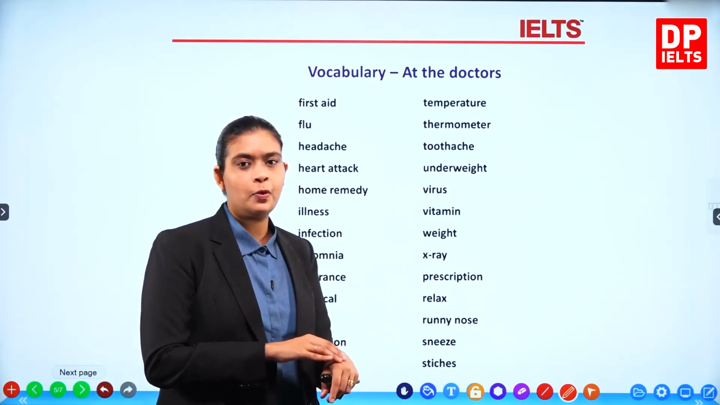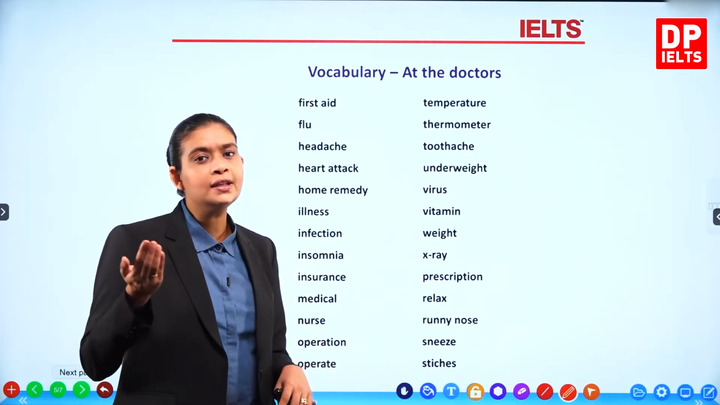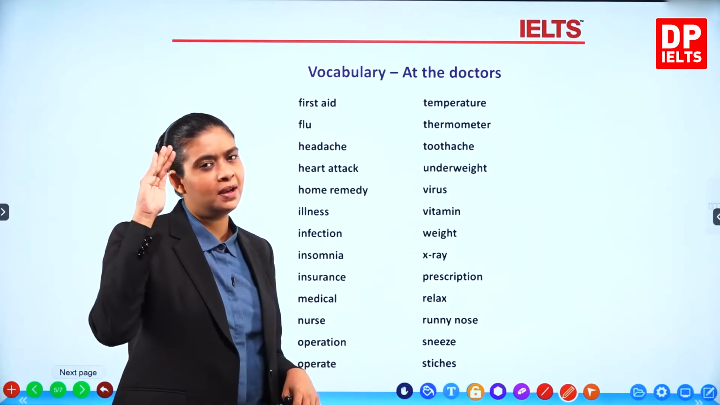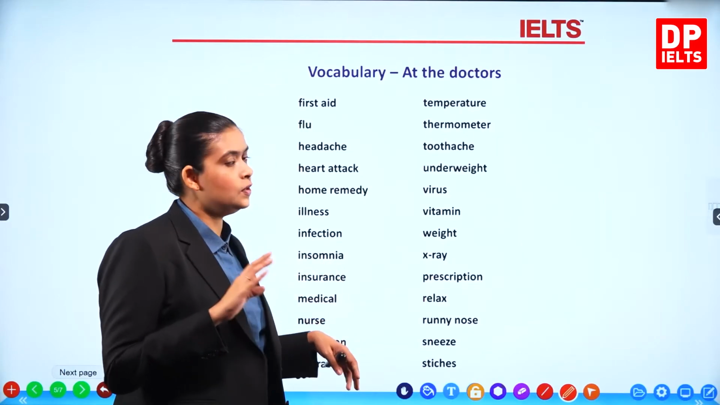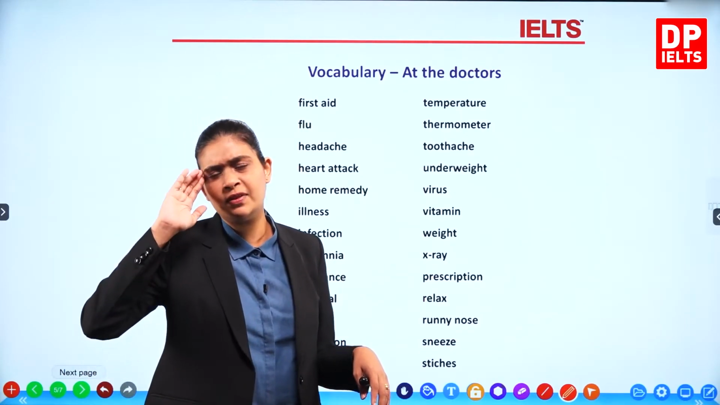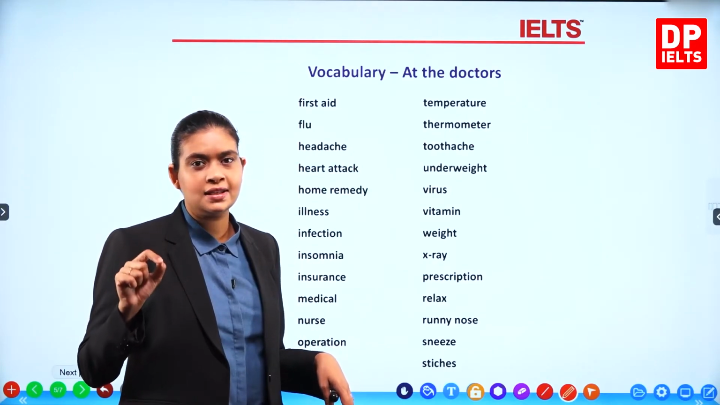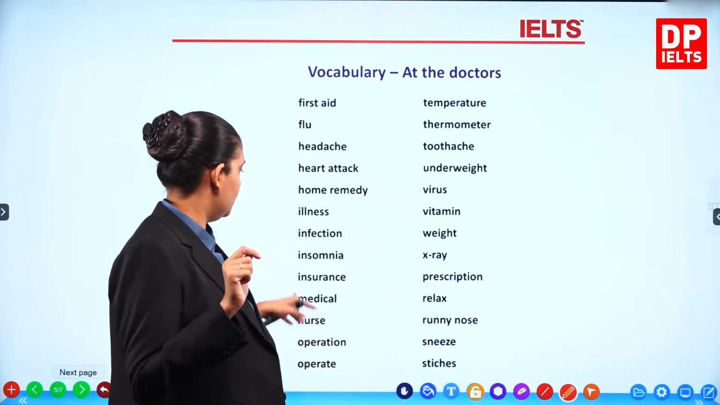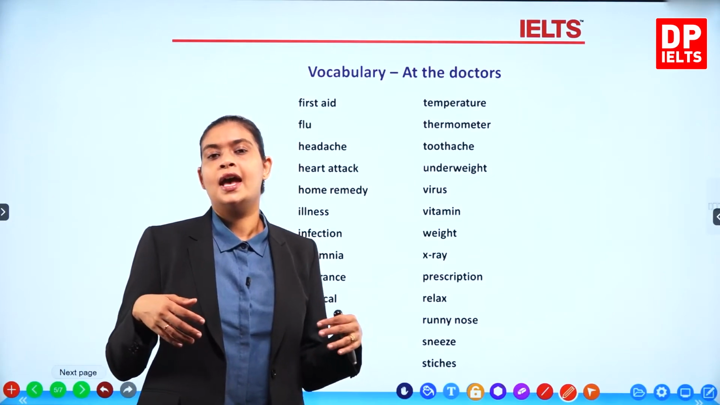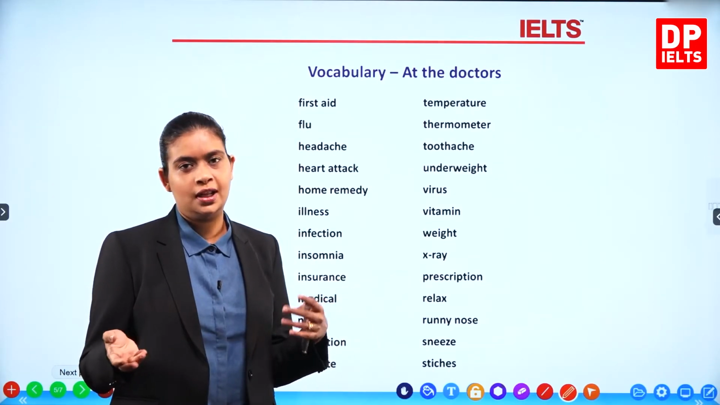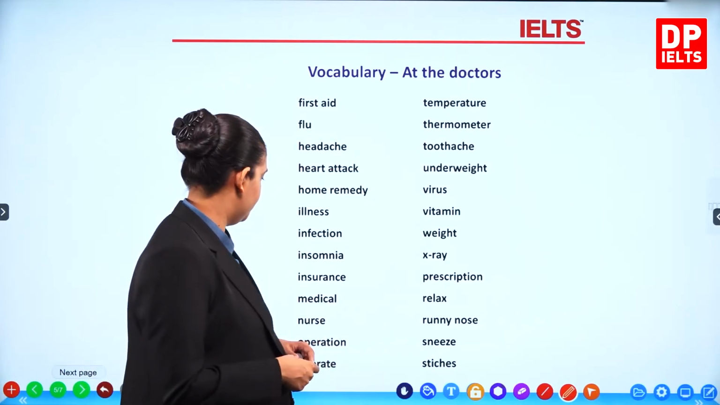Infection is when your body is being attacked, okay. There is an infection, right. Your white blood cells go up and your red blood cell count comes down. Insomnia is when you can't sleep. So some people have insomnia, they can't sleep in the night, they get up and they walk. So that is called insomnia. Insurance is when you obviously insure yourself, right? And usually abroad you have the national health insurance, which covers your medical cost.